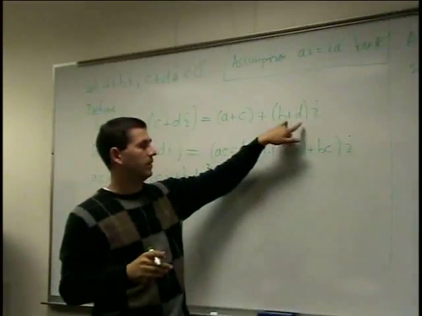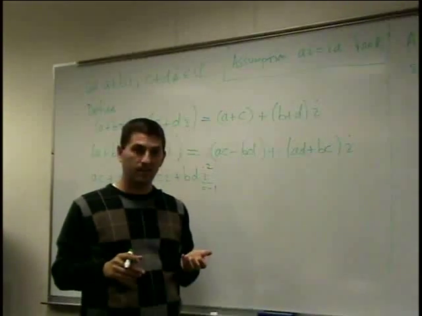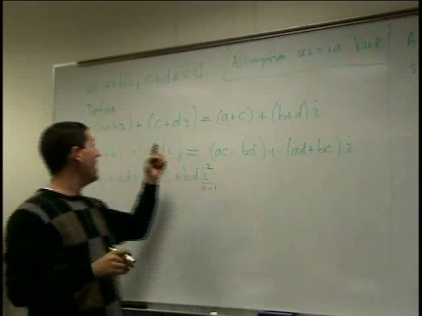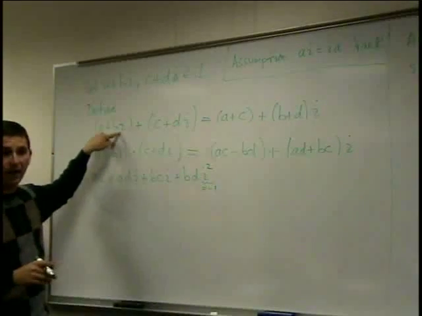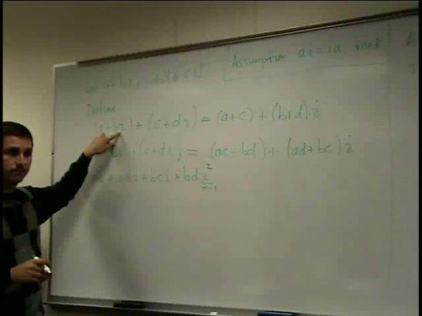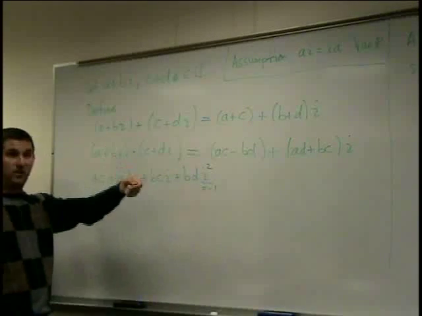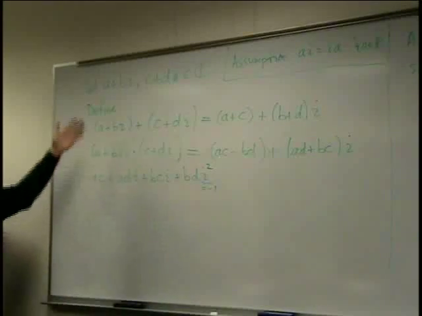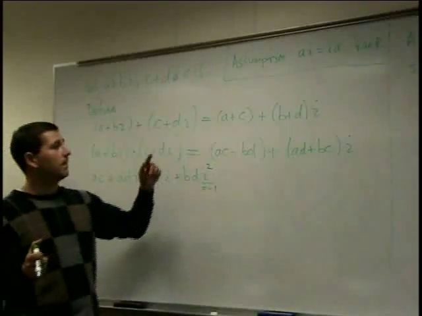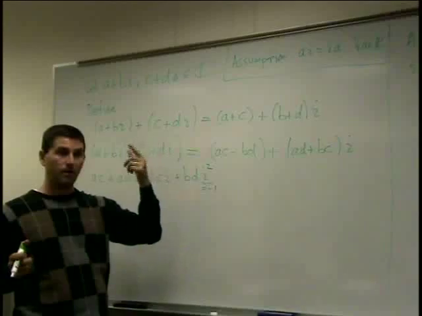Next, you need to have an identity, an additive identity. So what can you add to a plus bi and get out a plus bi? 0. Remember, we use 0 to represent 0 plus 0i. That was a complex number. So 0 is the identity. What about an inverse?